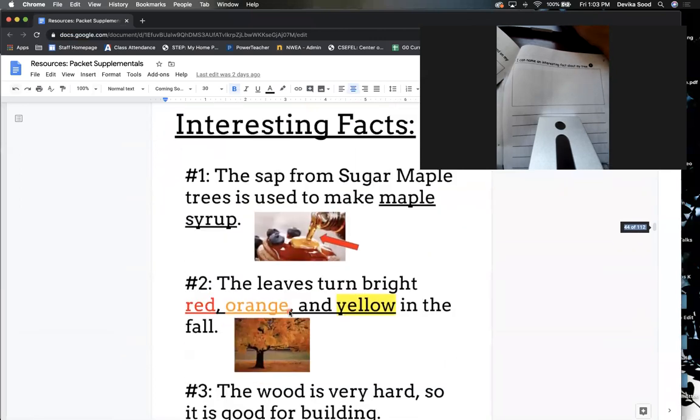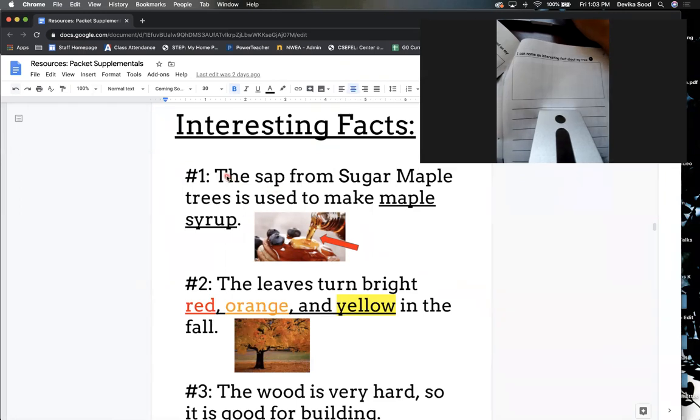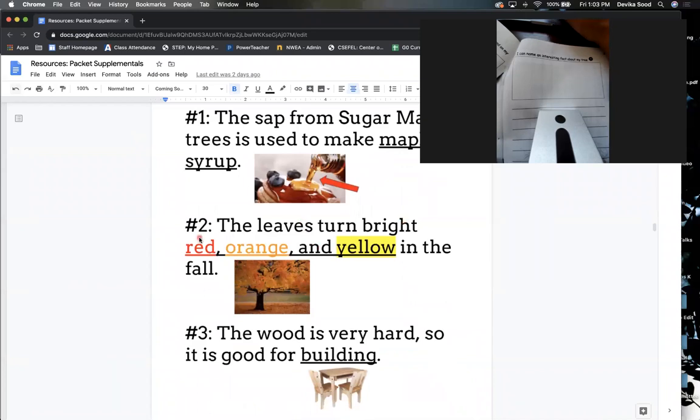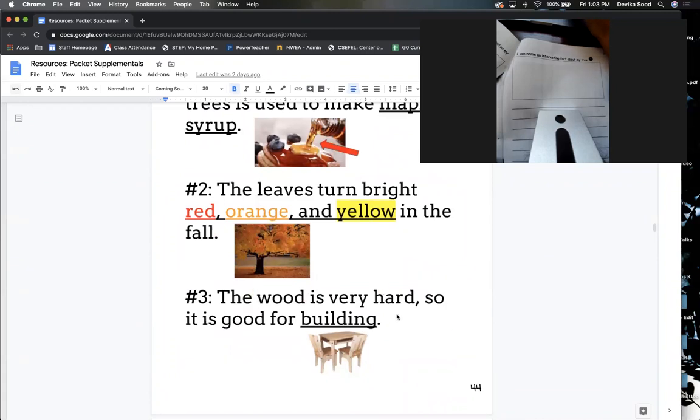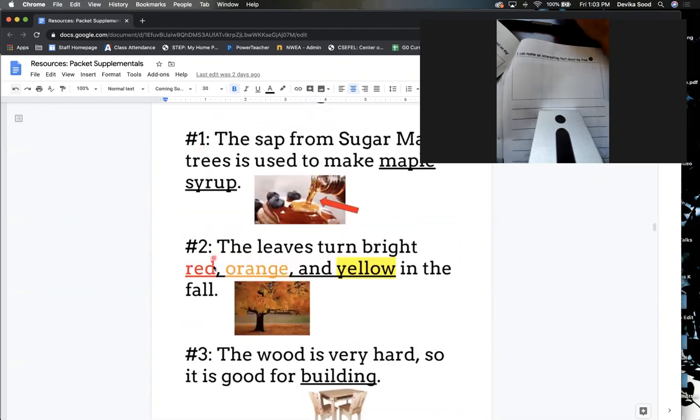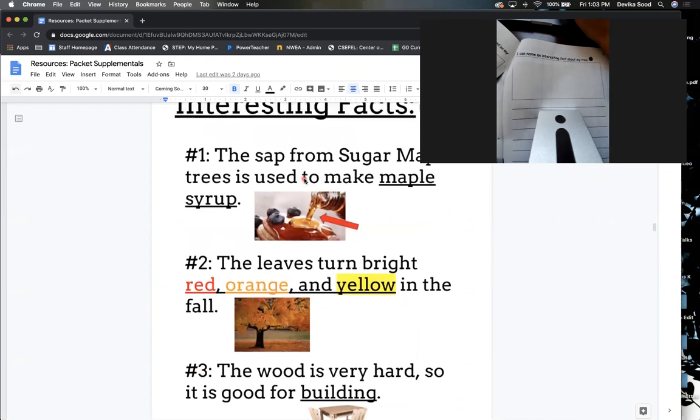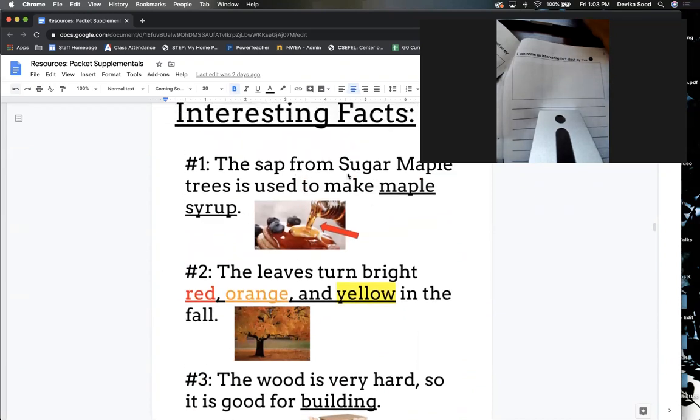So if you turn to the next page, it says interesting facts. Cuando va a la siguiente página y dice datos interesantes. The sap from sugar maple trees is used to make maple syrup. The leaves turn bright red, orange, and yellow in the fall. The wood is very hard, so it is good for building. You can pick one fact to write about. Ustedes pueden escoger uno de estos datos interesantes y escribirlo en su cuaderno de escritura.